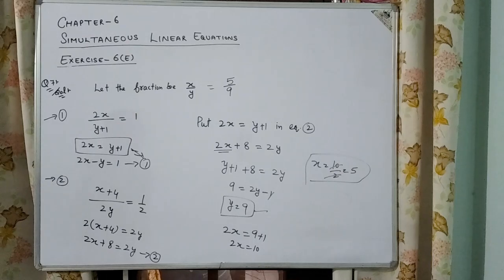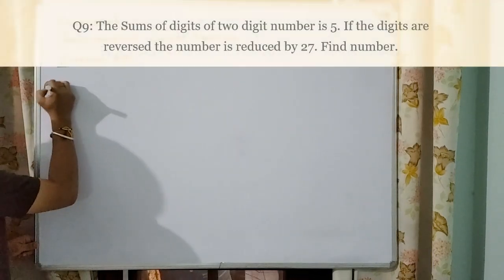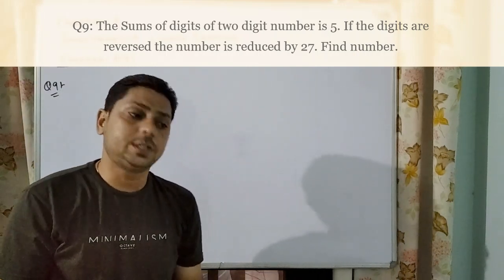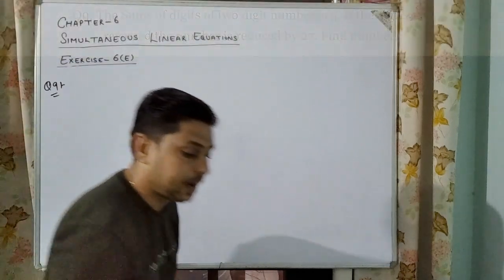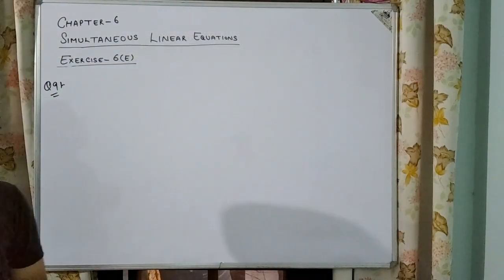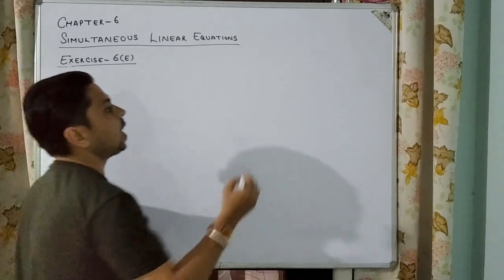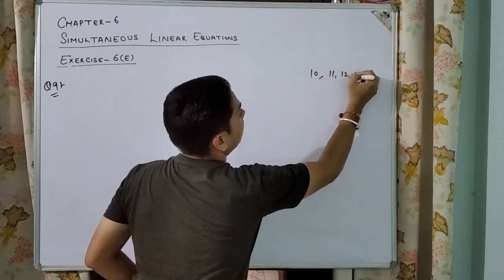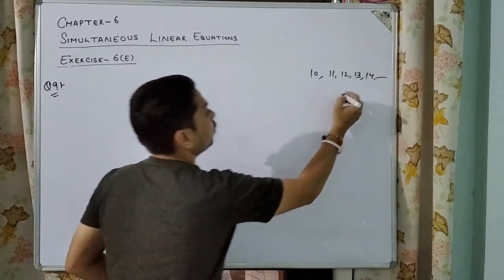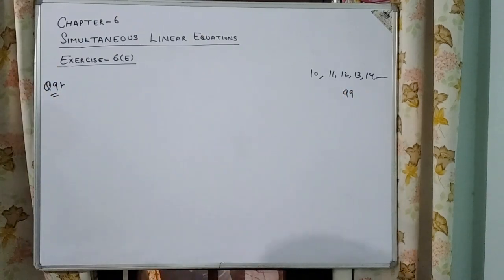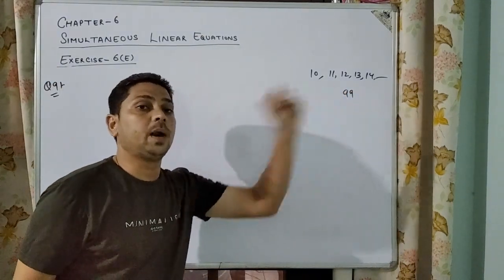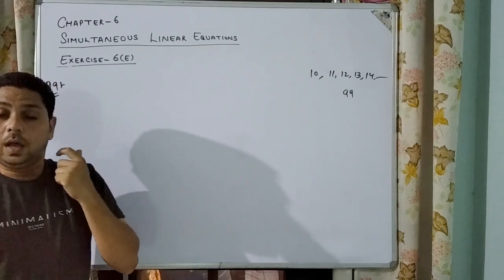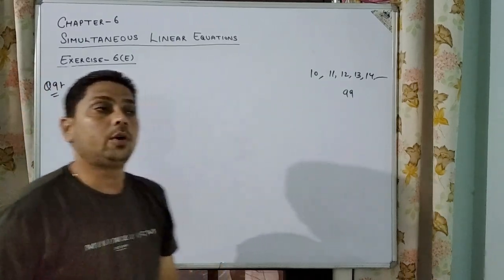Then next category of question, exercise question number 9, sum of digits of a two-digit number. Here we have to understand how we will write a two-digit number. Two-digit numbers are like this: 10, 11, 12, 13, 14, and so on up to 99. But we do not exactly know what this two-digit number is. So here we will write the general form of your two-digit number.